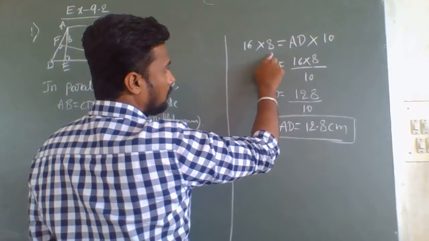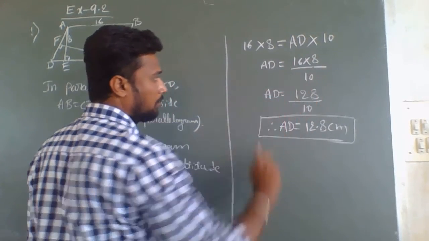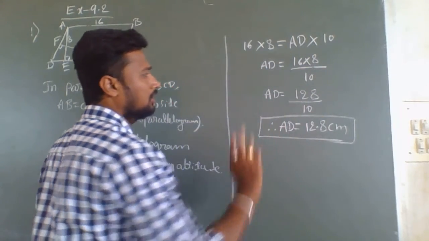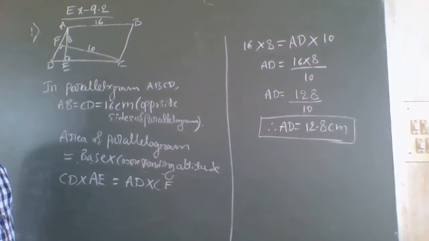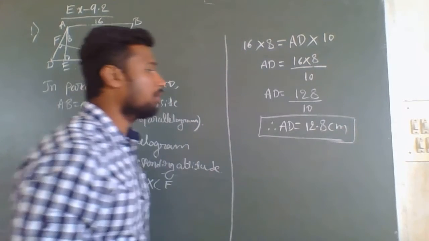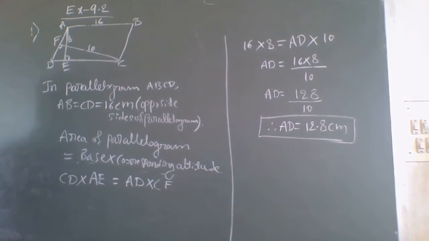I will take this 10 to the left hand side. Therefore, this is divided by 10. So AD is equal to 16 into 8, which means 128 divided by 10. When you divide 128 by 10, what will you get? The length of AD is equal to 12.8 centimeters. Okay, so now I will move to the next problem, the second one.